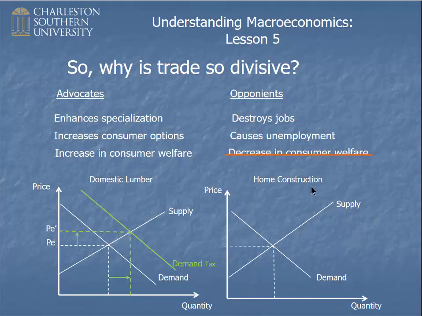So over here, let's let this be home construction. And because lumber is now more expensive than it was before, the supply curve for new homes shifts back to the left because it costs more to produce them now since the lumber is more expensive. Houses get more expensive and fewer houses are made. So what is good for this firm is bad for this firm.